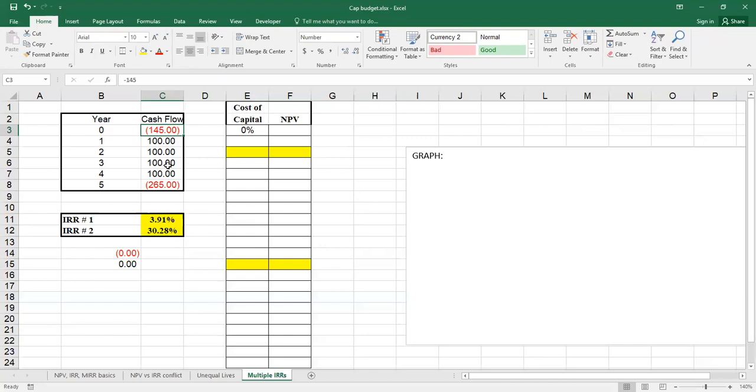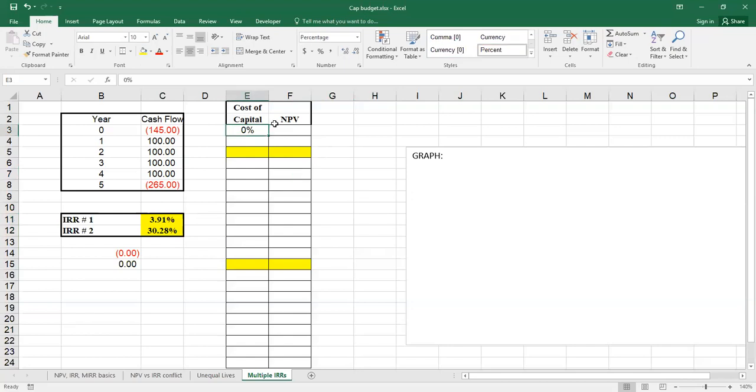Tapos may negative cash out, net cash outflow in the middle or towards the end. And we just proved that dalawa yung IRR nito: 3.91 at saka 30.98. Okay. So gawa natin to ng i-plot natin yung IRR natin.